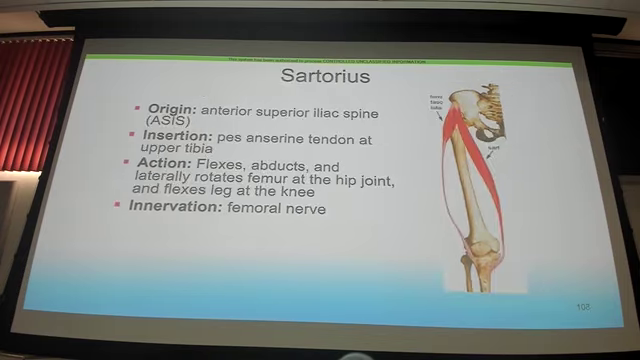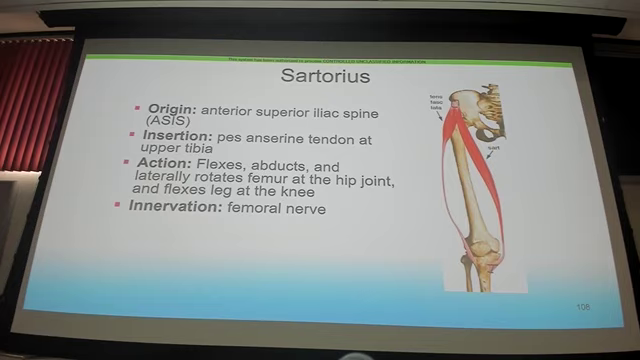If we look at sartorius, remember it's coming from laterally up here on the ASIS to medially down below the knee and inserting here. So it goes across the thigh. Now this insertion point is one of those I want you to pay attention to.